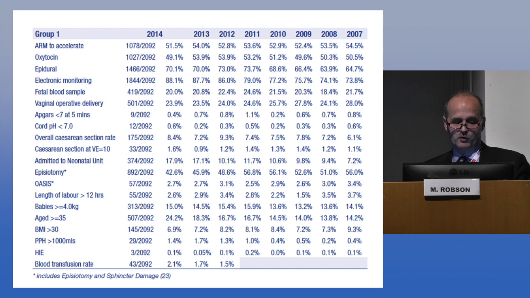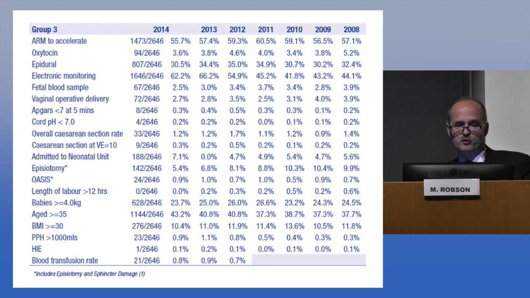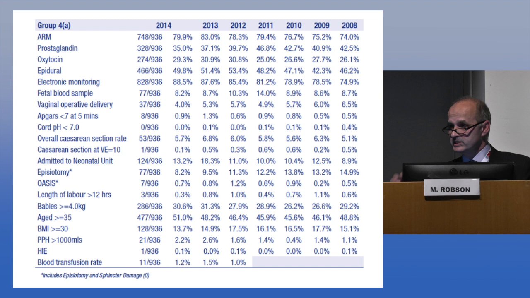Now, that is group one. And just look here: 1.6 cesarean section rate at full dilatation in group one. In group two, 2.2%. In group three, which is spontaneous multips, 0.3%, 0.1%. And in group four, 0.1, 0.5. So there are clear differences. And these are 2,000 in each year, so you add them up, I'm sure it will be significant. But you need to look at your oxytocin rates. You need to look at everything.